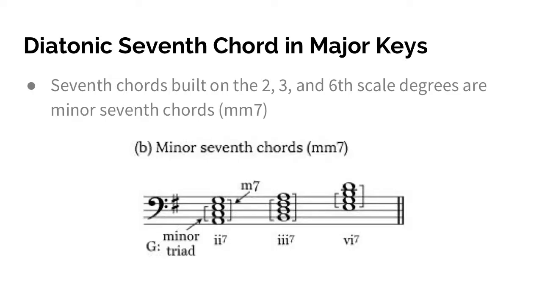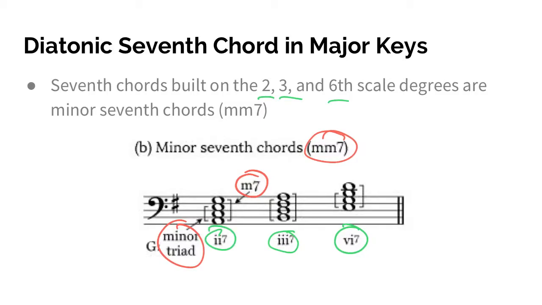Now in this one, we're going to be talking about the minor minor seventh, which means we have a minor triad and the minor seventh. These are built on scale degrees 2, 3, and 6. So the 2 chord is a minor minor 7, the 3 is a minor minor 7, and the 6 is a minor minor 7.